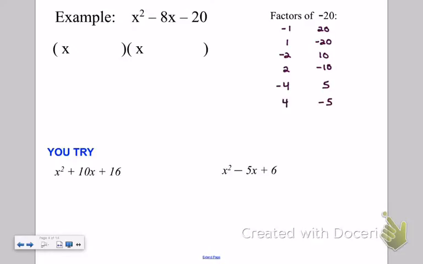Which set of these numbers add to negative 8? Make sure we have that negative 8. So I'm thinking it's going to be one of these two. Negative 2 plus 10 is positive 8, but 2 and negative 10 give me negative 8, which is what I want. And here's where the signs matter. We have our x's already, but I have a positive 2 and a negative 10. So I have to make sure that I include that negative sign.